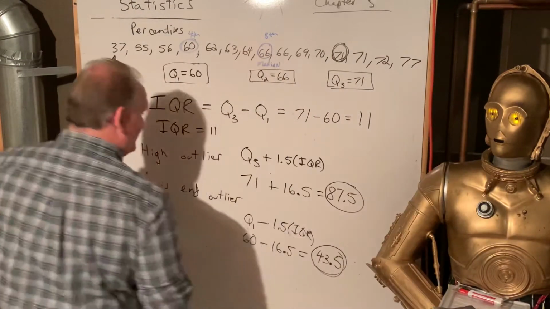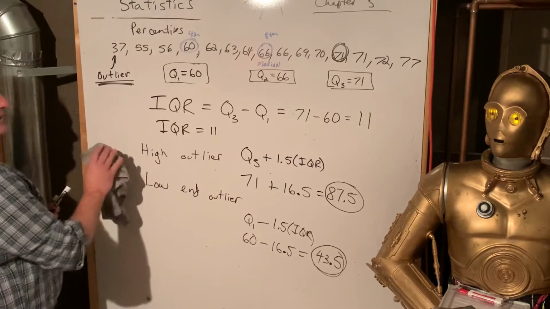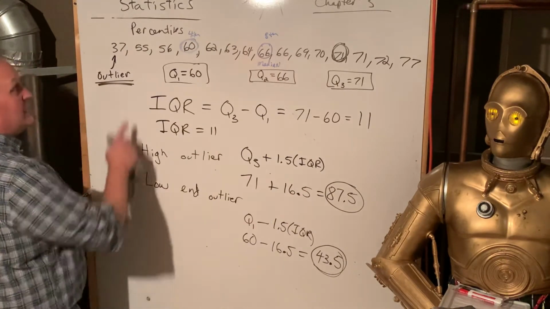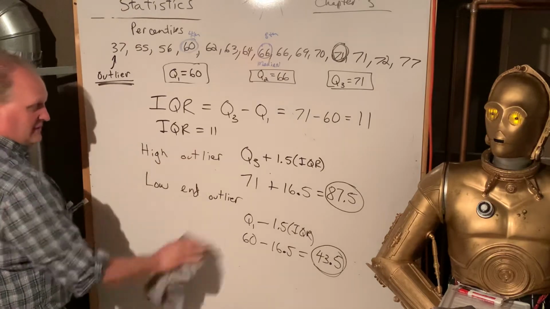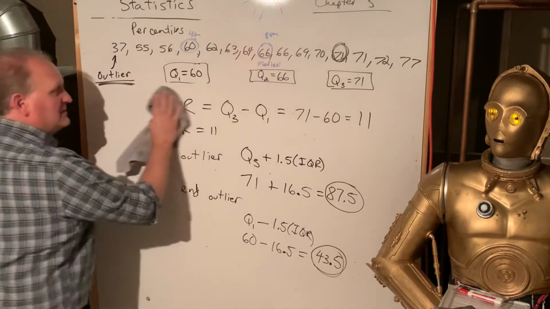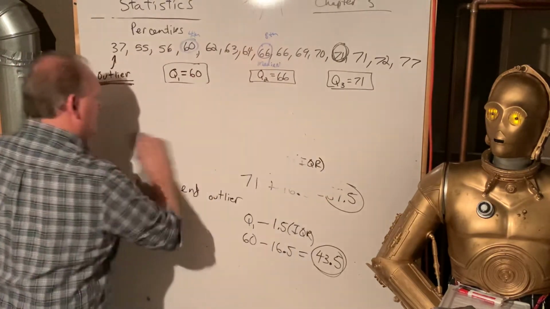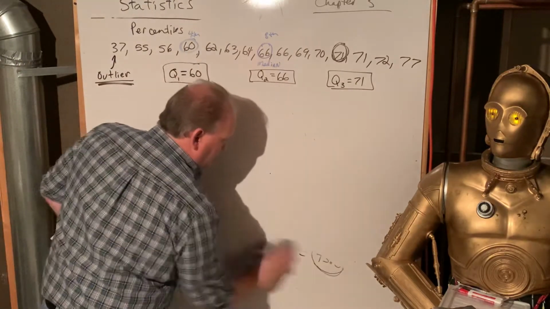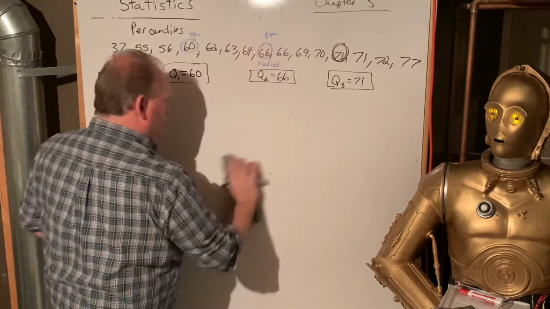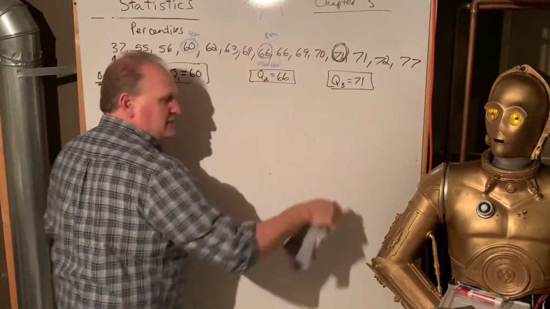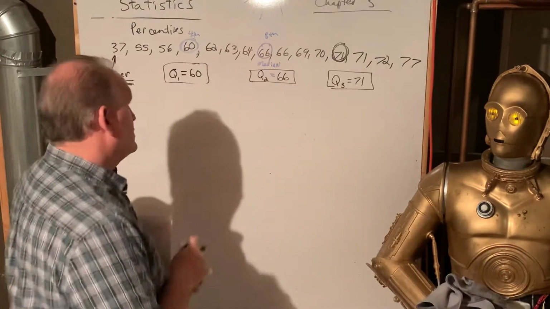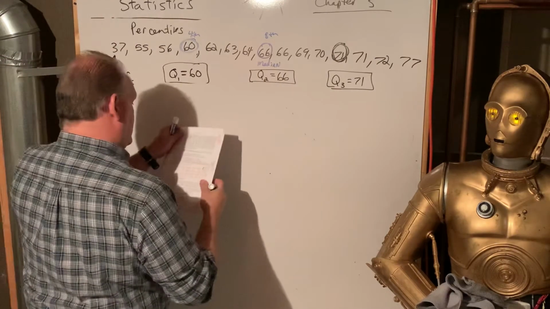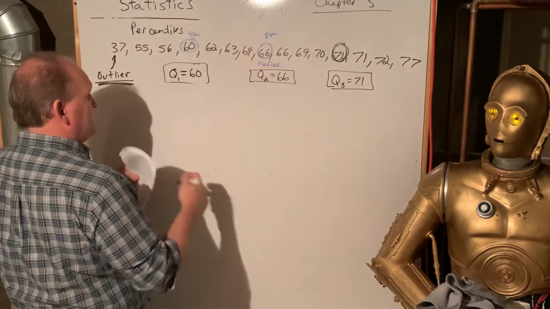All right, so I'm going to erase this stuff. We know 37 is an outlier, so I'm getting rid of the work here, but I'm going to keep this up there because they want me to make a box plot based on that data. And so standard normal curves are symmetric. That bell-shaped curve is in symmetry to it. Skewed curves are non-symmetric.